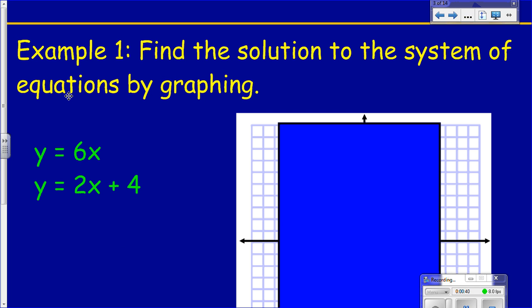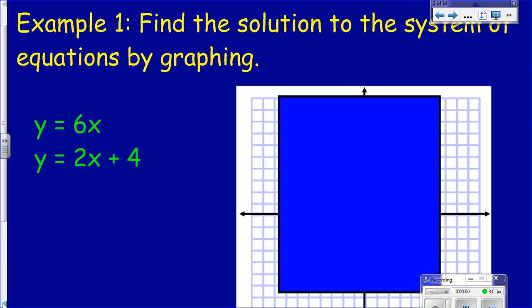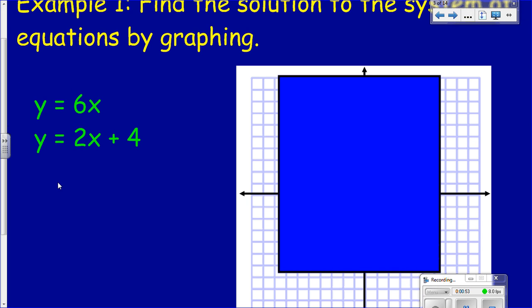Find the solution of the system of equations by graphing. By now you have a number of different ways that you can graph. These are in slope-intercept form, so that would probably be the easiest way for you to do it. Sketch out or use graph paper and graph out y equals 6x and then y equals 2x plus 4.